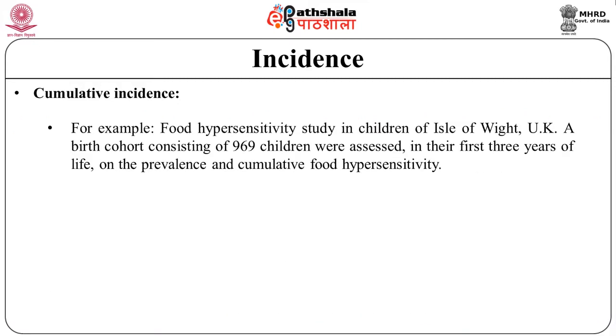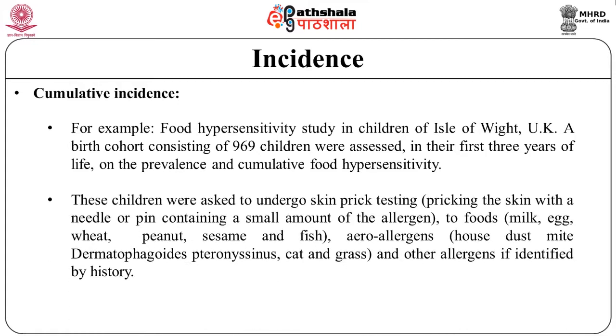For example, in a food hypersensitivity study in children of the Isle of Wight, UK, a birth cohort consisting of 969 children was assessed in their first 3 years of life for the prevalence and cumulative incidence of food hypersensitivity. These children were asked to undergo skin prick testing, pricking the skin with a needle or pin containing a small amount of the allergen, to foods like milk, egg, wheat, peanut, sesame and fish, and aeroallergens like house dust mite, Dermatophagoides pteronyssinus, cat and grass, and other allergens if identified by history.